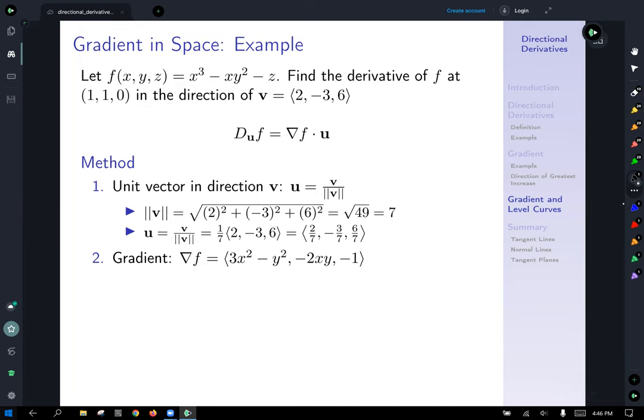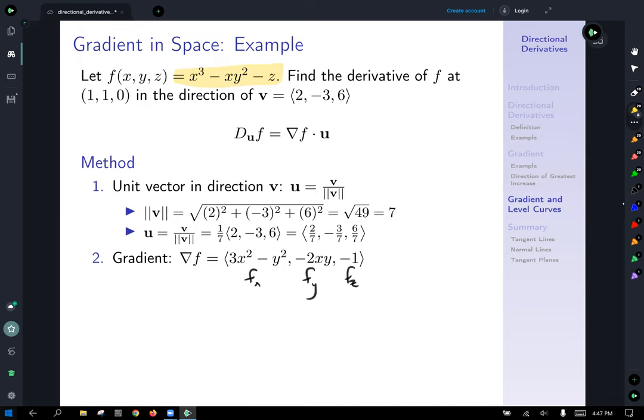Calculate the gradient. Well, each of these is going to be the partial of f with respect to x, the partial of f with respect to y, and the partial of f with respect to z. Looking at our function up here, partial with respect to x, derivative of the first term is 3x squared. Derivative of negative xy squared is going to be just negative y squared, because derivative of x is 1. Derivative of negative z is 0, and there's how we arrive at the partial of f with respect to x.